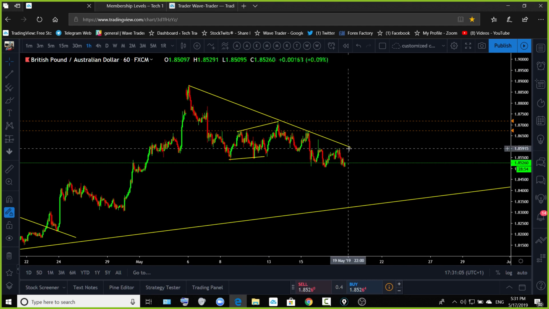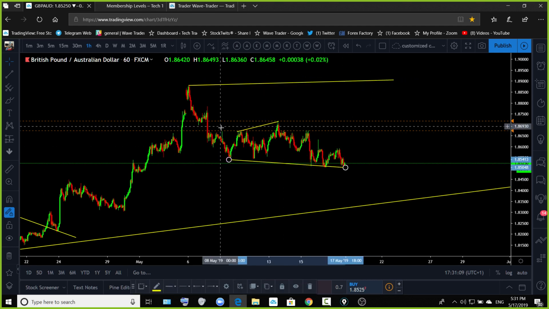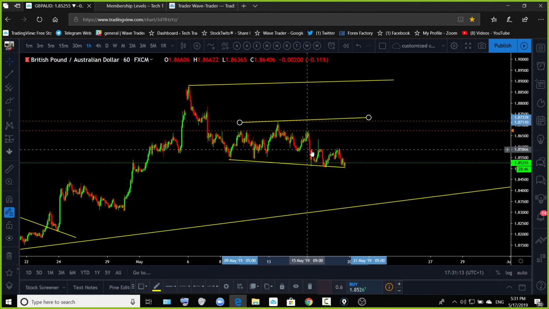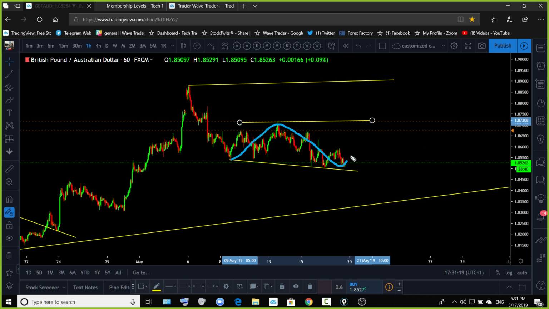All right, so we are expecting it to change the formation. We are expecting it to turn into an expanding triangle and continue to go lower. Right, ABC move, go back up and continue to go lower.